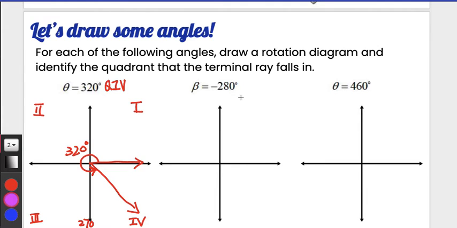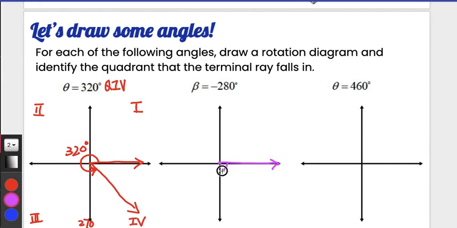This time we are looking at negative angles. As we mentioned before, we always start with the initial ray. The vertex is at 0, 0, and the positive side of the x-axis is our initial ray. And since it's negative, we know we have to rotate clockwise. So now let's see. It's going to be 280 degrees.